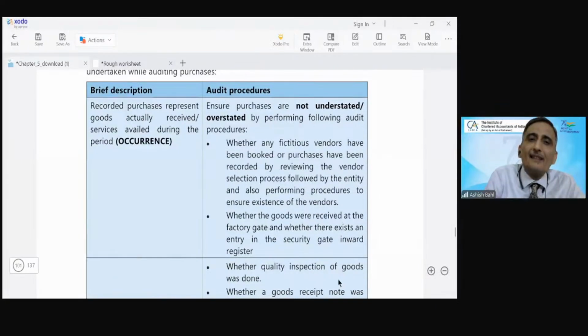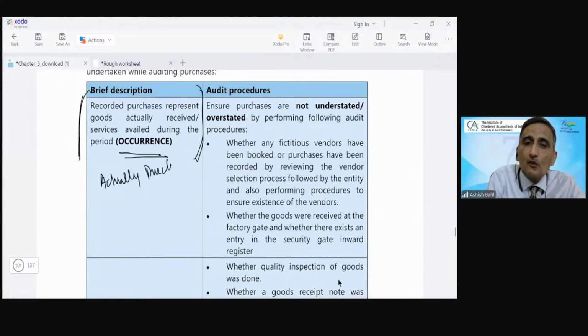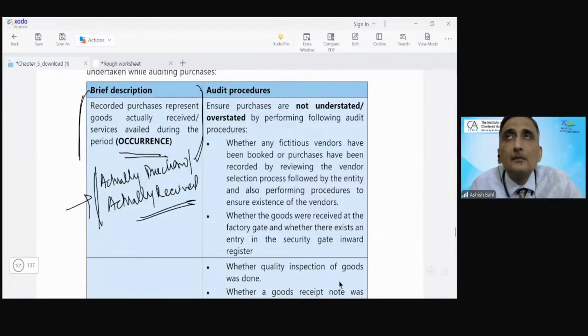So, first of all, the occurrence assertion: that purchases recorded in the financial statements have actually occurred, that goods have been actually purchased and actually received in the factory. So, if you purchase something, you receive. If you have purchased some material, some component, some product, then you should have received that product in your premises. So this can be done by sending confirmation to vendors, to suppliers.